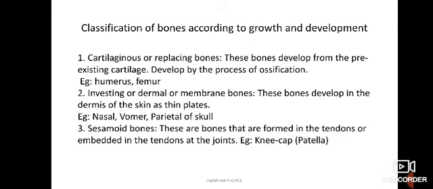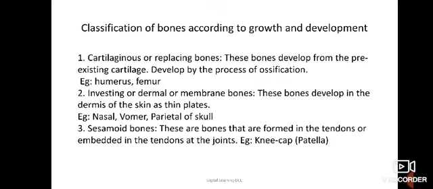The bones can be classified according to growth and development. The first type of bone is called cartilaginous or replacing bones. These bones develop from pre-existing cartilage, developed by the process of ossification. Ossification is the process of bone development.